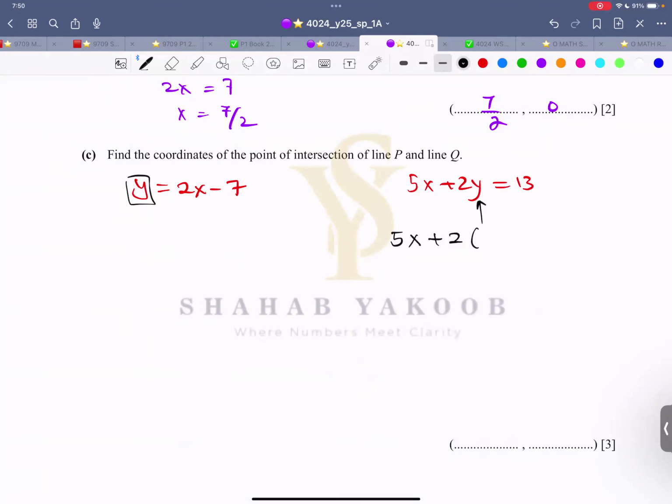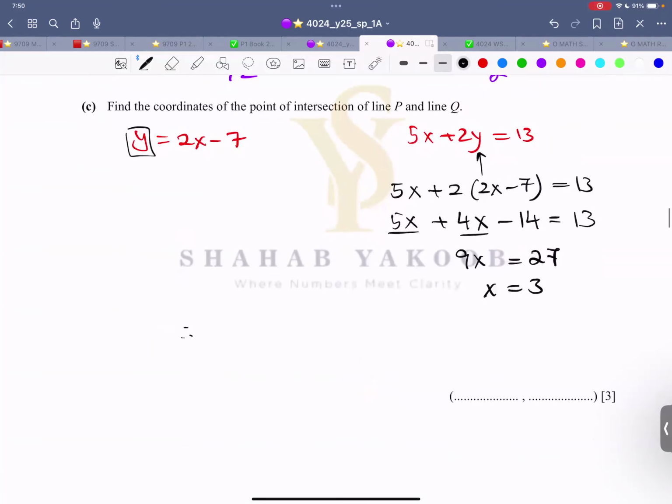5x plus 2 times 2x minus 7 is equal to 13. Be very, very careful. 5x plus 4x minus 14 is equal to 13. 5 plus 4, how much is that? 9x. 14 plus 13, 27. Therefore, x comes out to be 3. Therefore, evaluate y, that is 2 into 3 minus 7. 6 minus 7 is -1. This is -1, this is 3. That is the coordinate of the point of intersection of these two lines.